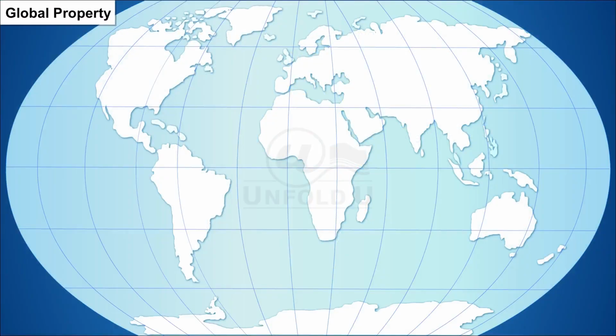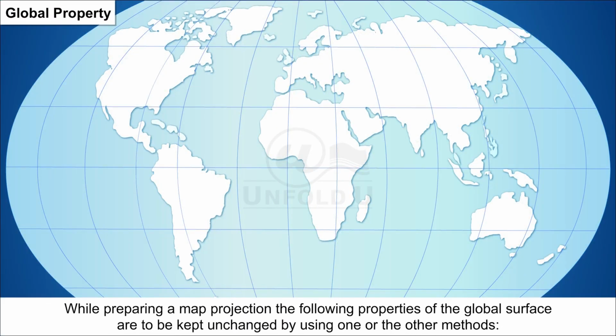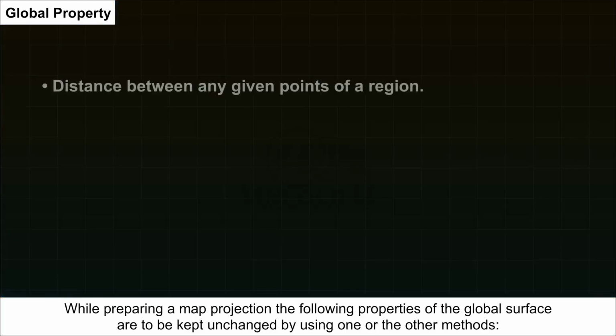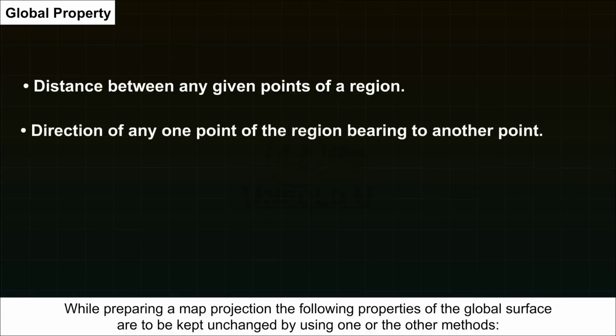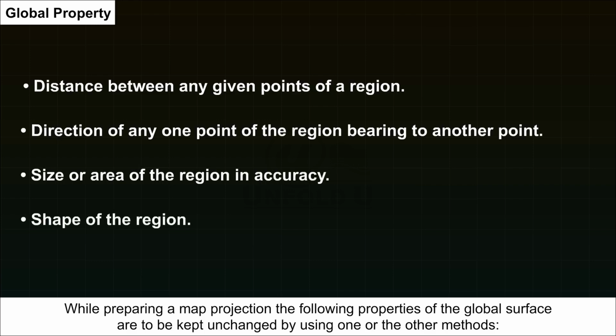Global property. While preparing a map projection, the following properties of the global surface are to be kept unchanged by using one or the other methods: distance between any given points of a region; direction of any one point of the region bearing to another point; size or area of the region in accuracy; and shape of the region.